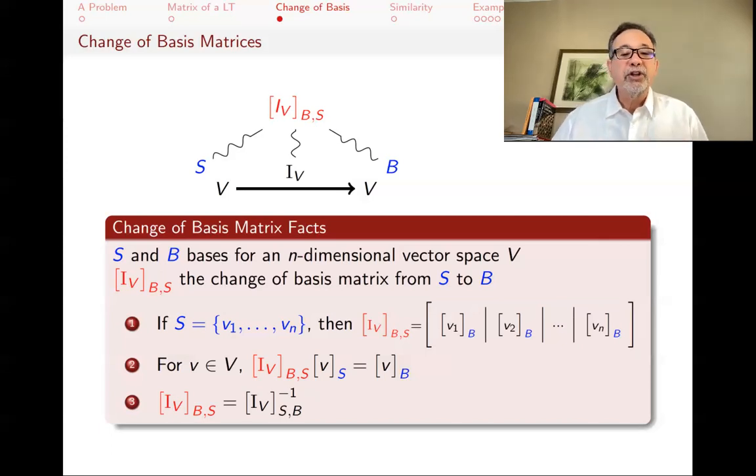That's important because often one of these is easy to write. So finding the change of basis matrix from B to S, from new to old, is often easier than from S to B. And so you find one and then you just find the inverse matrix and you get the other.